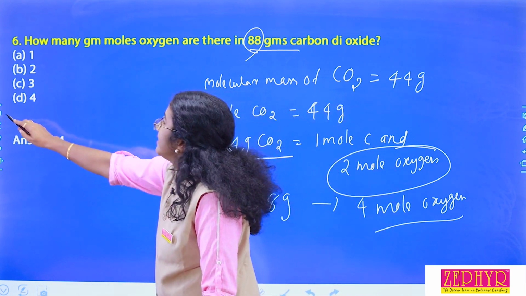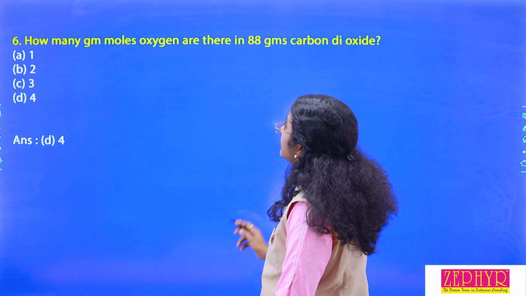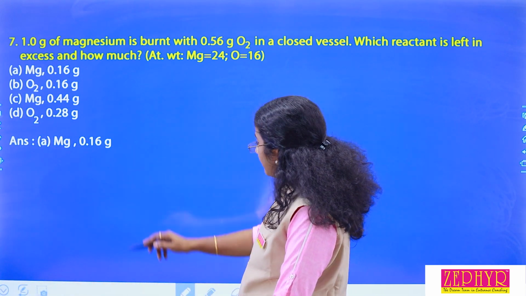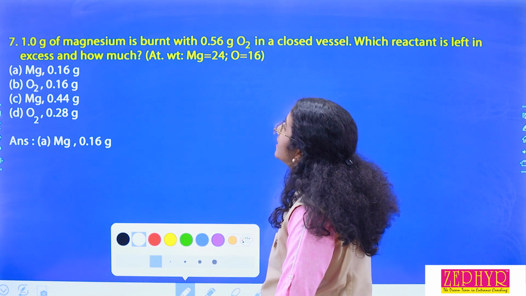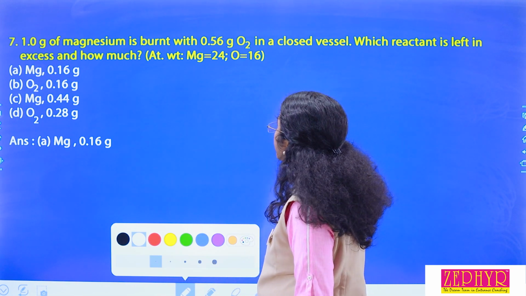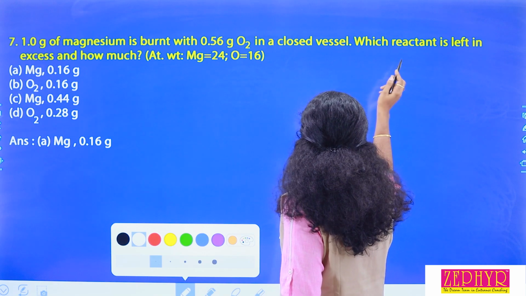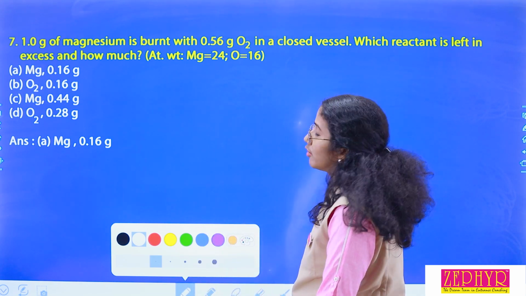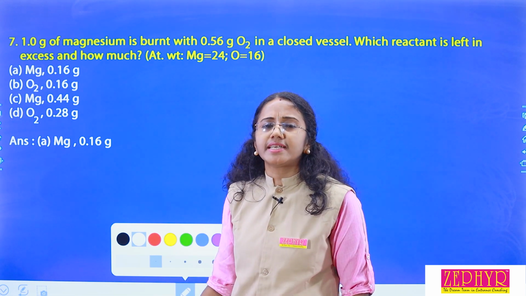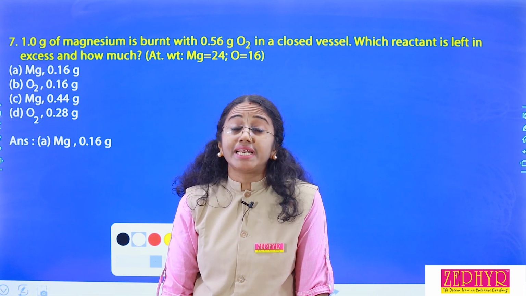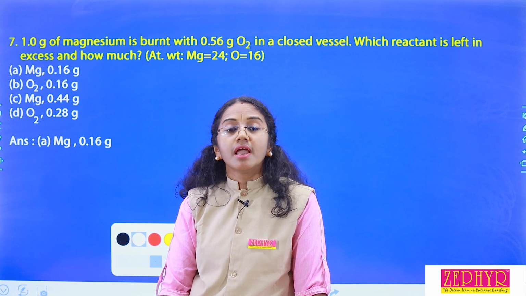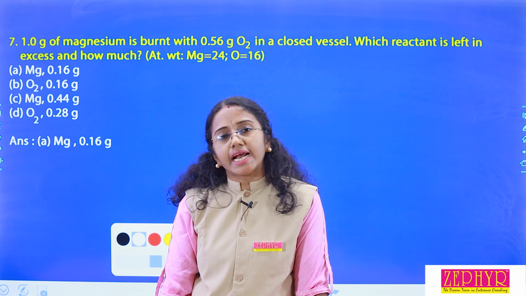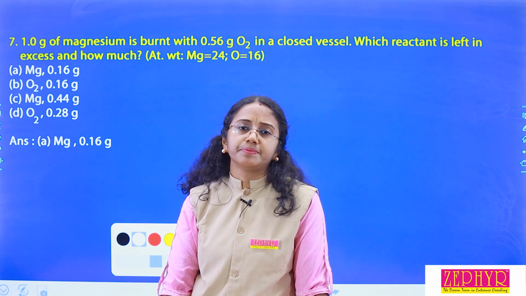Okay. Then question number 7. It's actually based on a limiting reagent. 1 gram of magnesium is bound with 0.56 gram O2 in a closed vessel. Which reactant is left in excess and how much? What is a limiting reagent? A reagent that is completely consumed in a particular chemical reaction. The limiting reagent is very important because it decides how much product is formed.